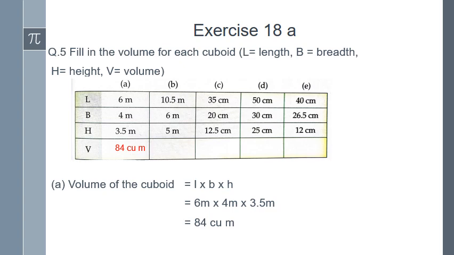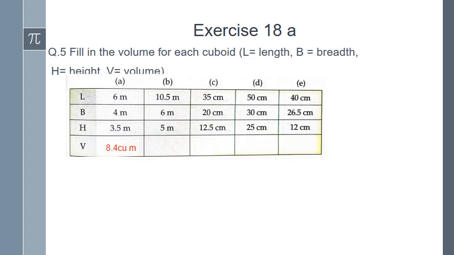Now children, let's move to the next part. Now children, let's see the B part of question number 5. In B part, length of the cuboid is equal to 10.5 meter, breadth is equal to 6 meter and height is equal to 5 meter. So what is going to be the volume of this cuboid?